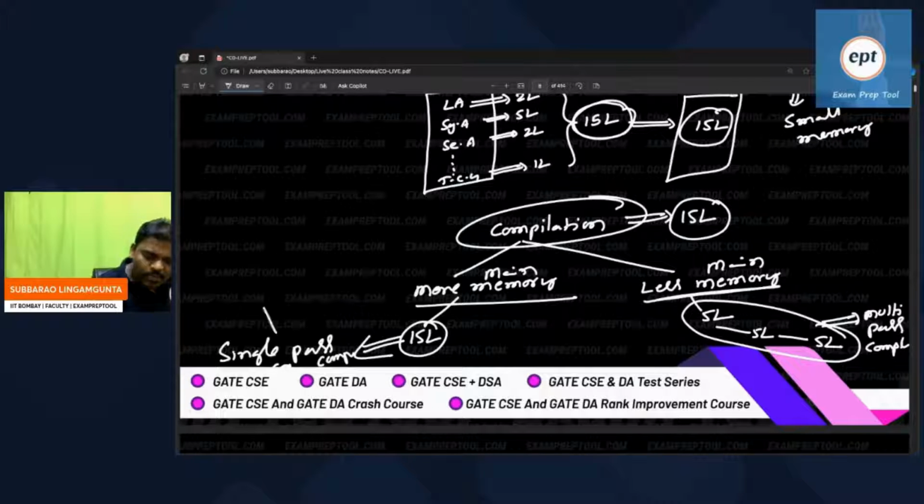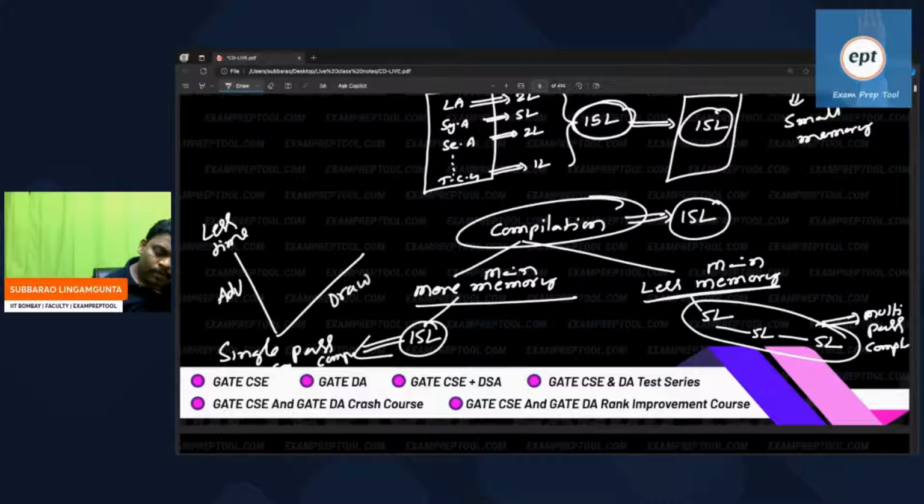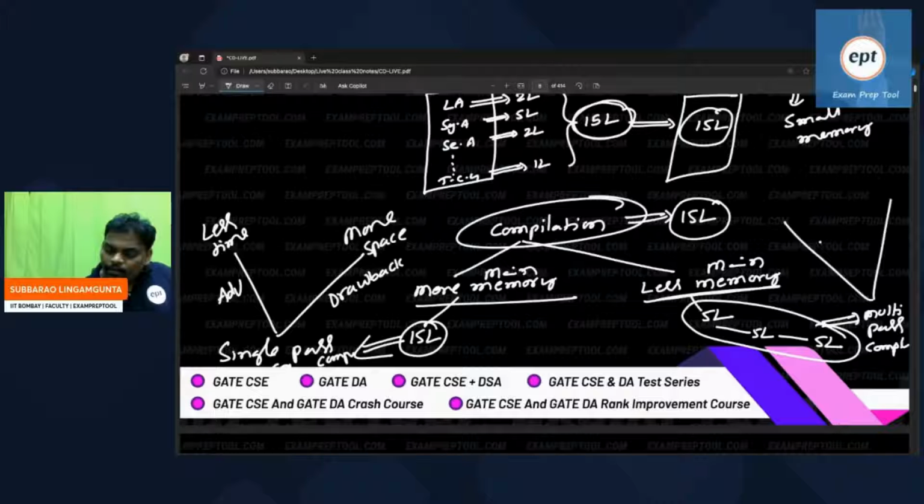So the single pass compiler's advantage is less time. This is the advantage. Drawback is more space needed. Next one, multi-pass compiler. Advantage, less space. Please write properly. Drawback: advantage is going to be less space, drawback is more time.